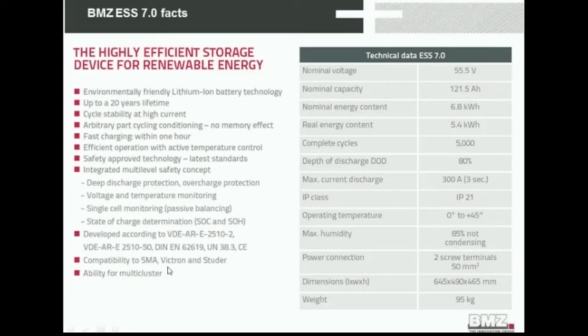Here are the technical data. I will not read that down. You can read that in your data sheets afterwards, or ask me or ask the guys from PROINSO. They have all the needed information.